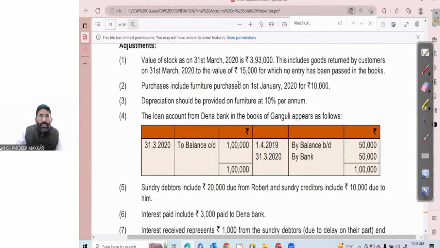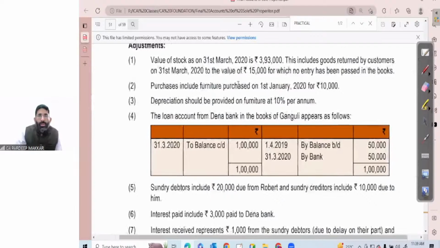Next is purchases include furniture purchase, which is not right. Furniture purchase on 1st of January 2020 for 10,000. Is it right or not? And what should be the right treatment for this? Just send me. What should be the treatment for this?